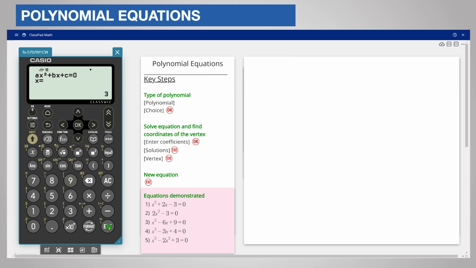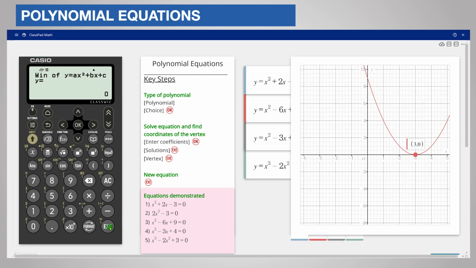Notice carefully that the calculator displays x is equal to 3. It does not list x1 or x2. This is because there is only one repeated solution of x equals 3 for this equation. Again, you can find the coordinates of the vertex. We can see this on the graph. There is a single solution which has the same coordinates as the vertex.